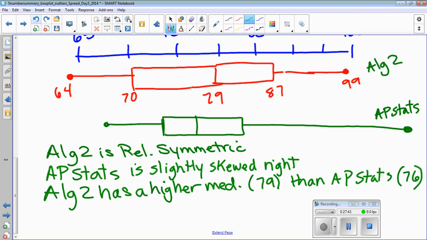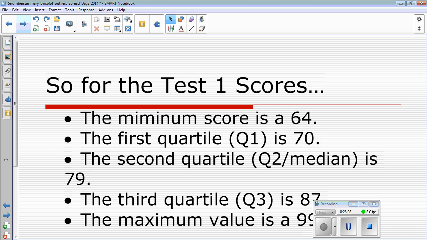We have addressed shape and center, and we have compared them. The last measure is spread. Okay? The 5-number summary is a general version of spread. Really, a better picture would be an IQR. What does IQR stand for? Interquartile range. So let's talk about that, and then we'll come back and finish this part. So what is IQR?